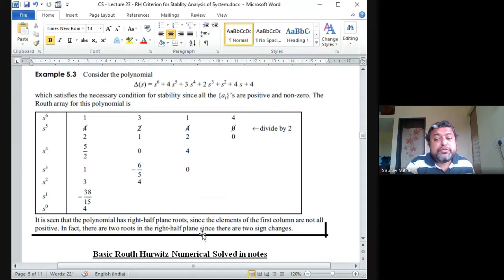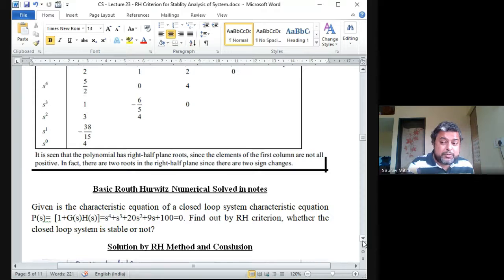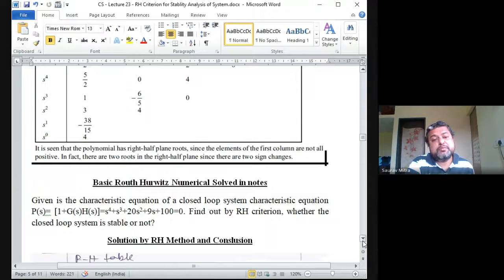Okay, so if the first column elements are all negative, then also the system is stable. Okay, so all elements in the first column are negative. It's not necessary that they must be positive, but there should not be any sign changes. So all elements in the first column are negative. Is the system stable? The answer is yes, because there is no sign change. So we will not see whether it is positive or negative. We will see if there is any transition, sign change, positive to negative, negative to positive. The number of sign changes is equal to the number of roots in the right half of the s plane.